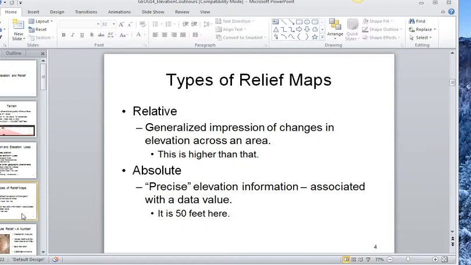So we've talked about absolute and relative location. You can also have absolute and relative relief. So relative relief just gives me a shading or the perception of change in elevation. Absolute relief gives me a number, how much elevation change, or what is the actual elevation where I am.